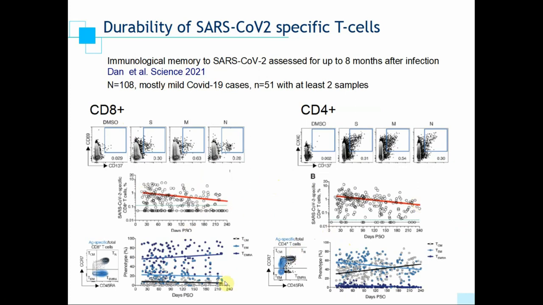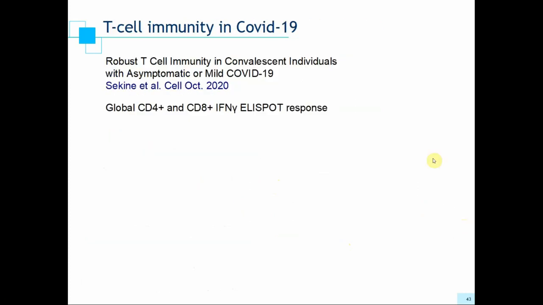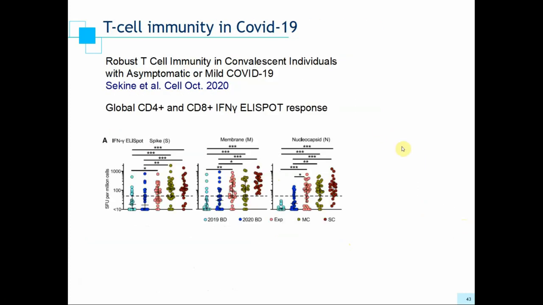And the phenotype stays as a TEMRA phenotype for the CD8 cells, whereas in the CD4 T cells, you get more of a central memory phenotype. And you get less of them, but they're still persisting at about 1% of all your T cells after 6 months. So they don't really disappear, these memory T cells.